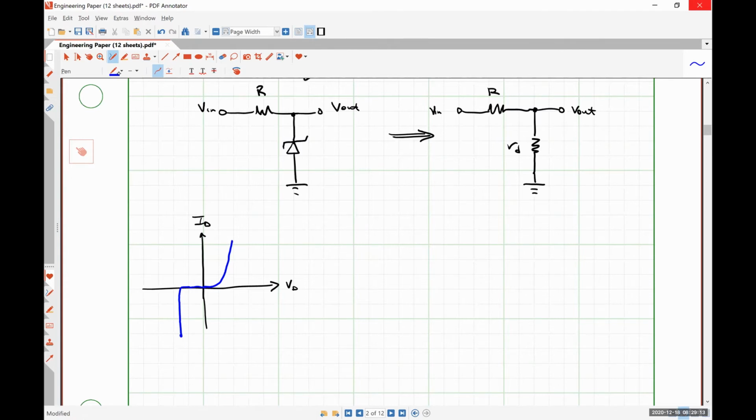So this voltage right here, V breakdown, which is a negative voltage inherently, is going to give us a near constant positive polarity voltage V breakdown like so.